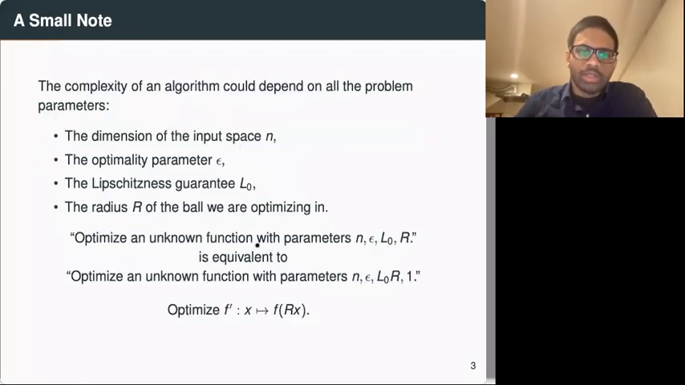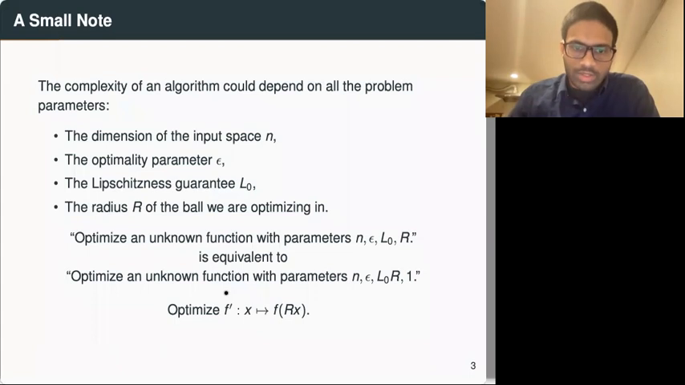But in general, you can always assume that your radius is 1. So the question of optimizing with these 4 parameters is equivalent to the task of optimizing with these new 4 parameters where the radius is 1 and the Lipschitzness guarantee has gone up. That's because if you're optimizing f within a ball of radius r, it's the same as optimizing a function f prime in a ball of radius 1. And you can simulate queries to f prime if you have queries to f. It's very straightforward. So we're assuming radius is 1, and it only depends on the other 3 parameters really.